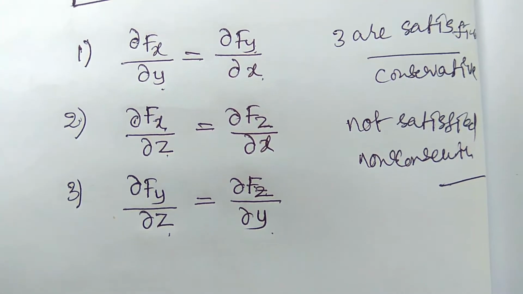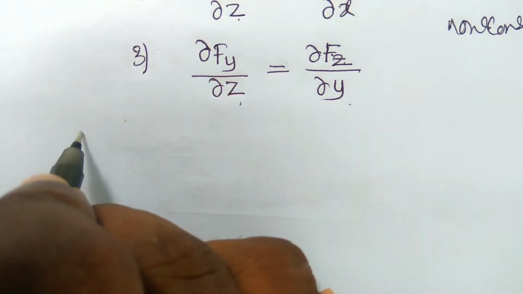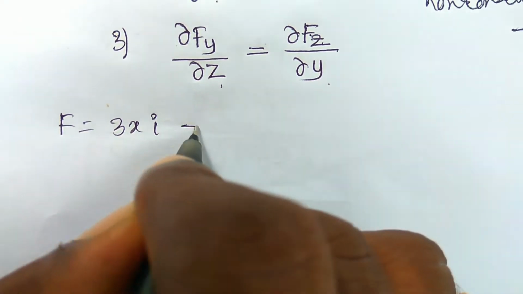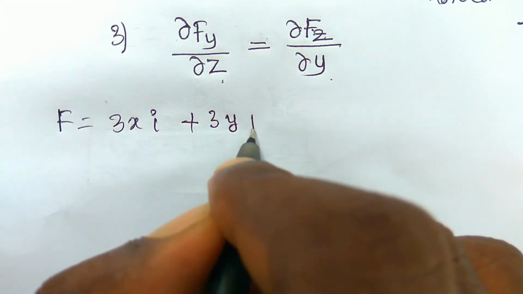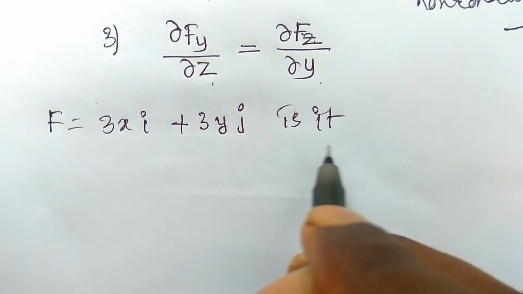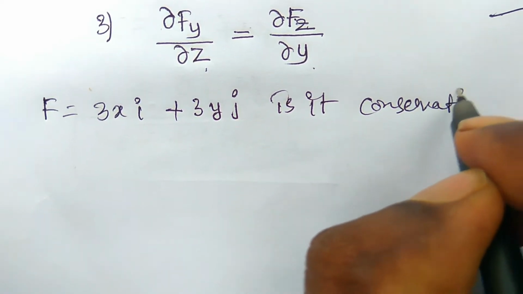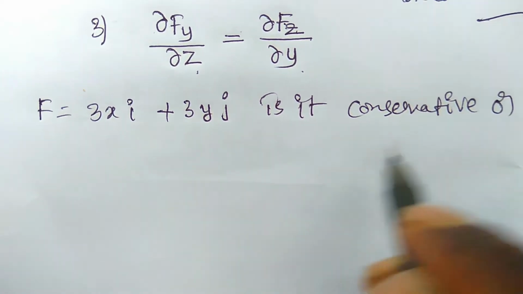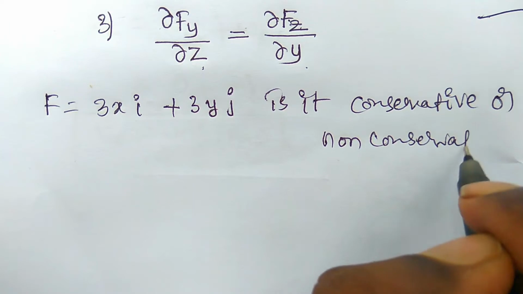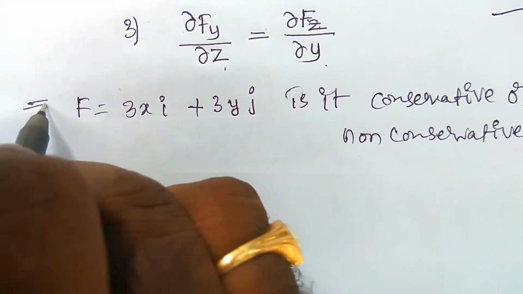Let us check some examples. Here F is equal to 3x i plus 3y j. Is it conservative or non-conservative? Let us check how it is. We have to determine it.